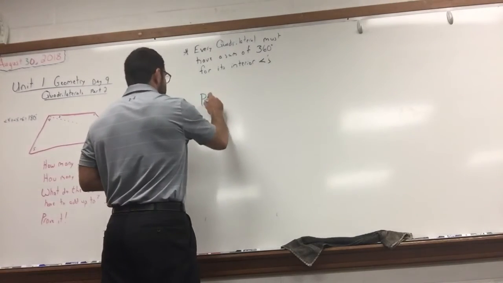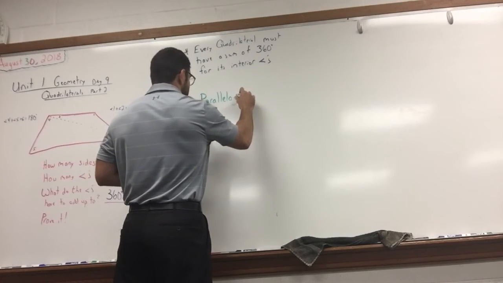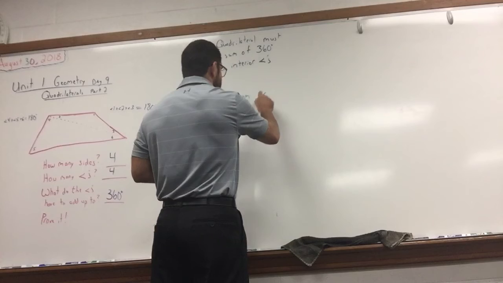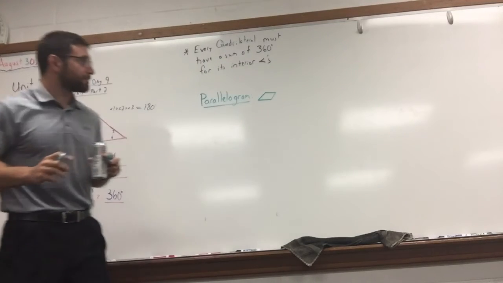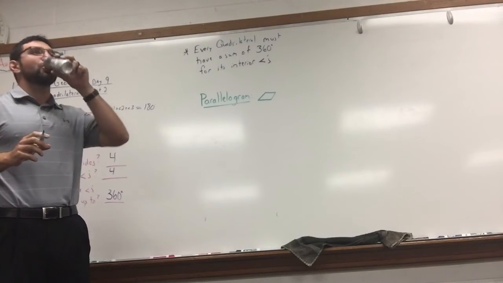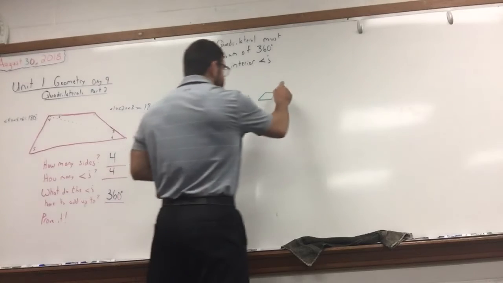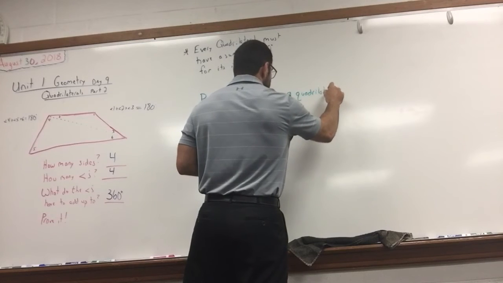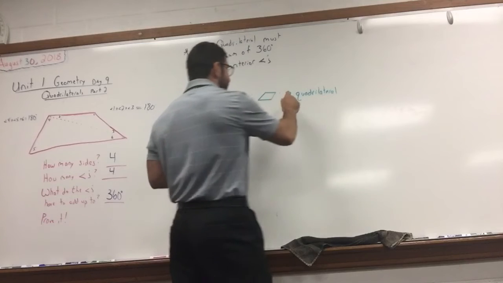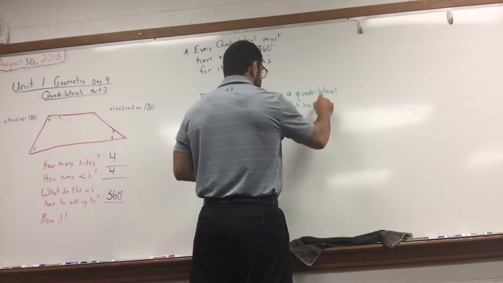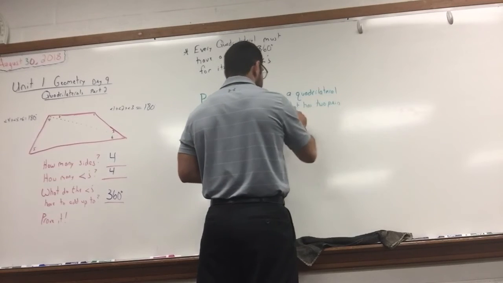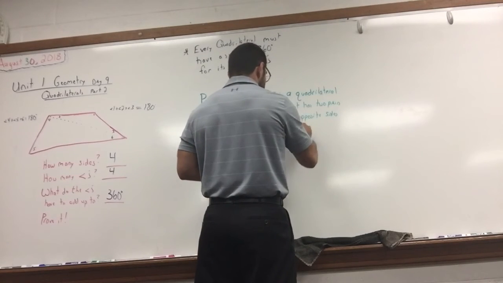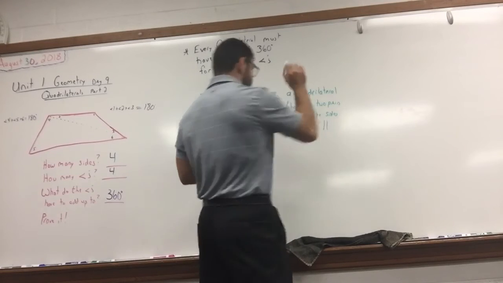So a parallelogram. First off, a parallelogram can be shortened because it just can be drawn as a shape. Okay? So a parallelogram is a quadrilateral that has two pairs of opposite sides that are, and then I'm going to put that 11.